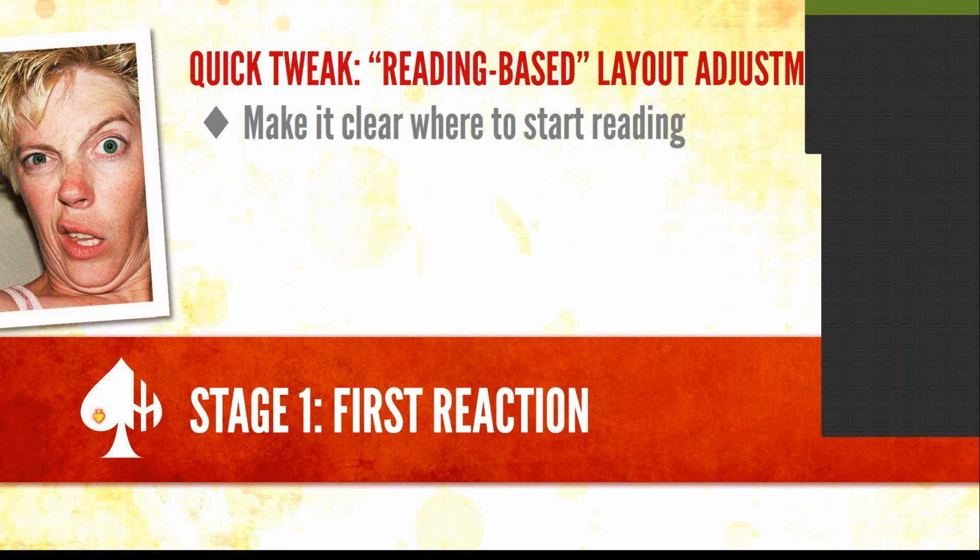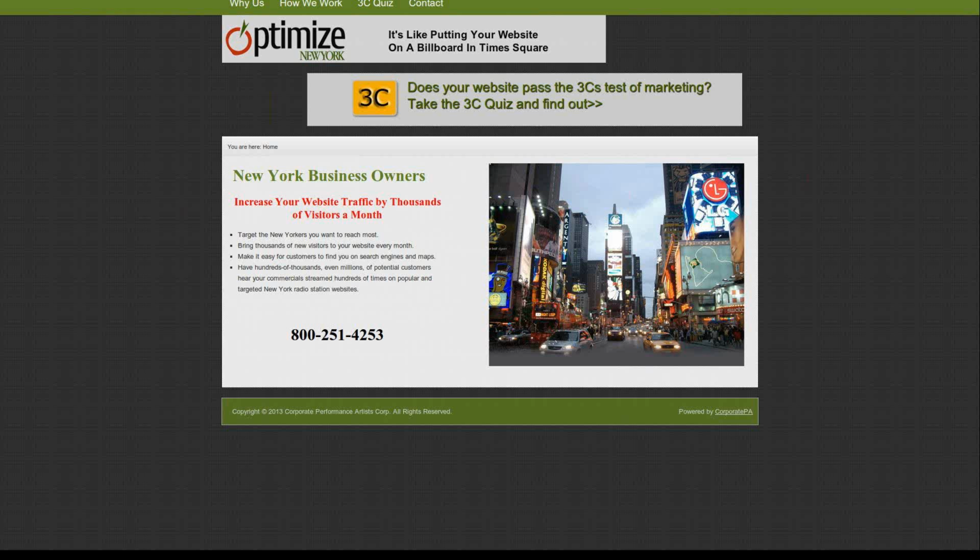So here is an example of a site which has not a great reading layout. In terms of knowing where to start reading, it's not very clear. And that's because we have, at the top, what looks almost like a banner ad, but is actually a headline, and it says Optimize New York. It's like putting your website on a billboard in Times Square. Okay, that's wonderful. It's actually not a bad headline in terms of the analogy being made.